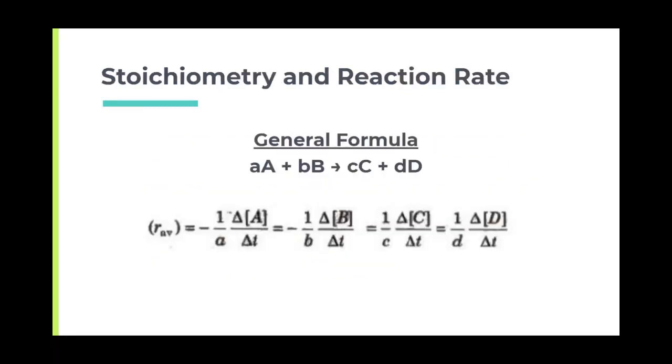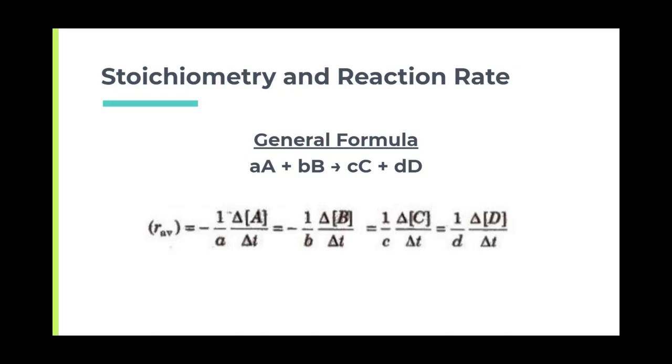Thank you. Okay, so talking about stoichiometry and reaction rate. This is the general formula that you'll see for any kind of reaction. So it's lowercase a, capital A. The lowercase represents a coefficient, if there is a coefficient. If there's no coefficient, you should assume it's a coefficient of 1 written out. Reactants A and B become products C and D.